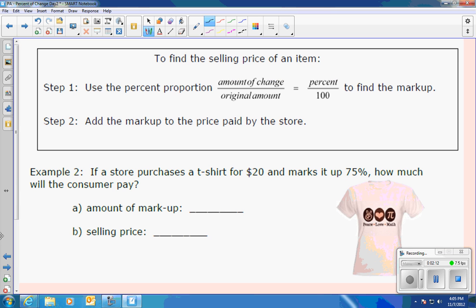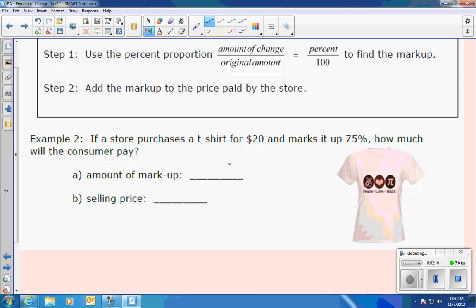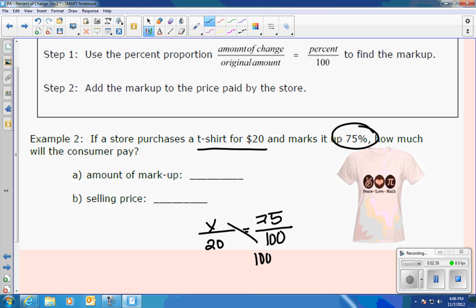Our next example is to find the selling price. It says the store purchases a t-shirt for $20 and they're going to mark it up 75%. We want to know how much the consumer will pay. Well, the original price is 20. I don't know what amount represents the markup. That's what I'm looking for. But I do know that the markup is 75% out of 100. So this is going to be 100x, and that's going to be 1,500, which is going to give me 15. So my markup is $15.